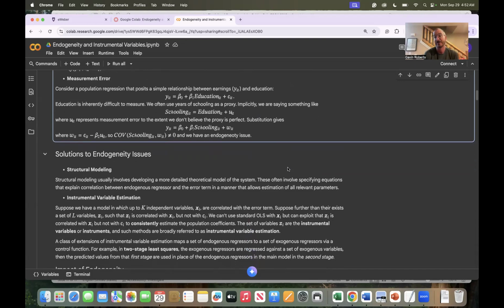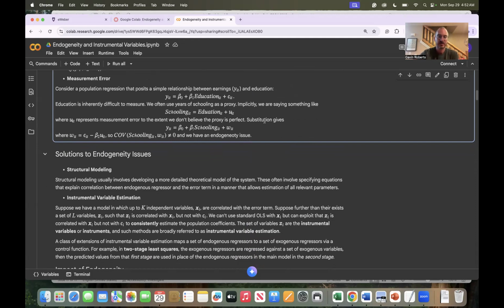Finally, we'll mention measurement error, which can obviously be a big thing if we're mismeasuring, and we know that we're probably mismeasuring some type of variable. So consider a population regression that posits a simple relationship between earnings and education. The hypothesis probably being that this is positive: if you have more education, you have more earnings on average. However, education is inherently difficult to measure. We often use years of schooling as a proxy.